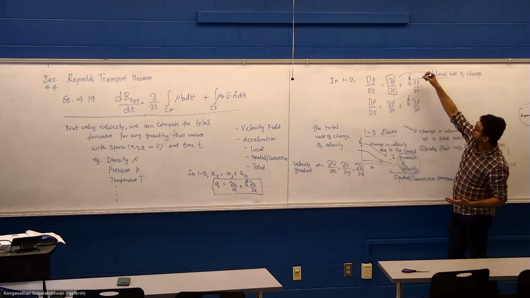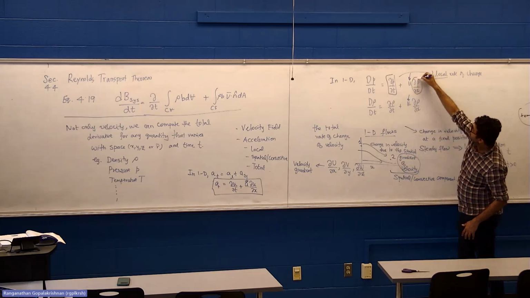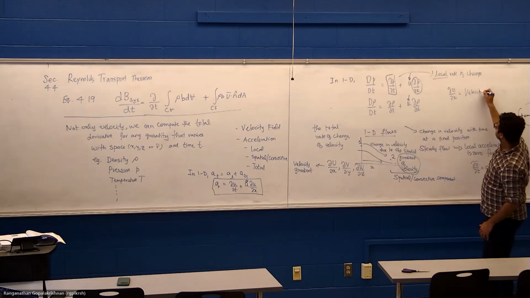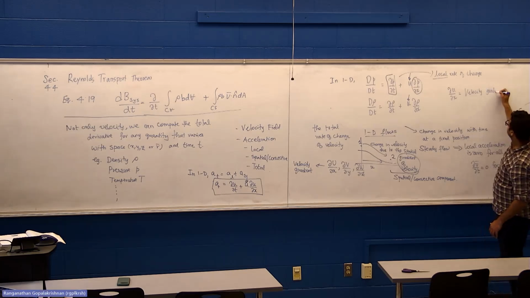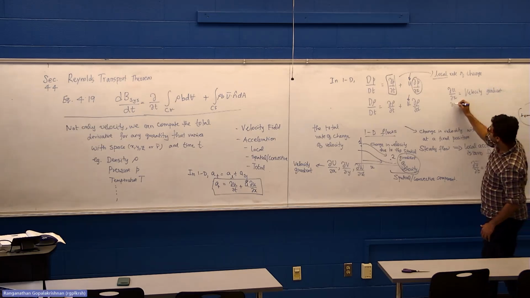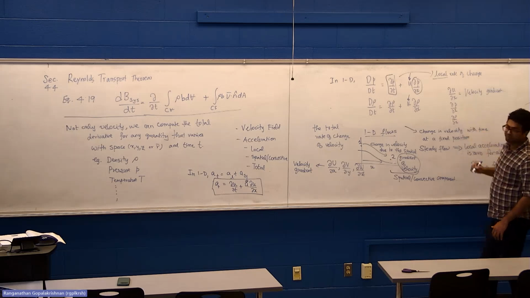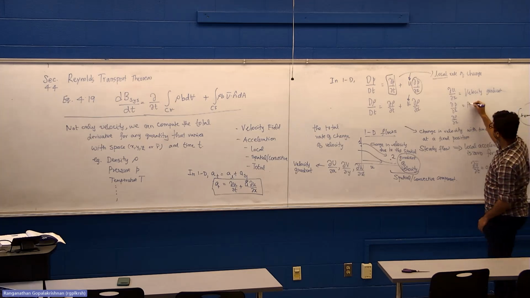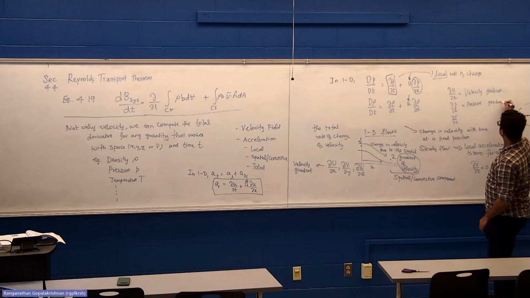When you think of this quantity, if partial u over partial x is called velocity gradient, what should we call partial p over partial x or partial rho over partial x? What should we call these? Pressure gradient, right? This must be pressure gradient, and this must be density gradient.